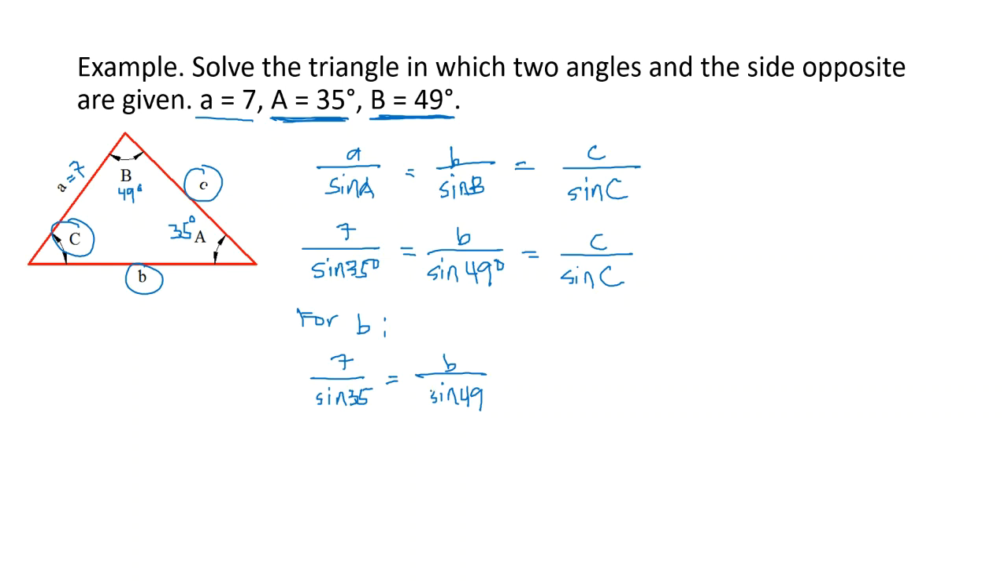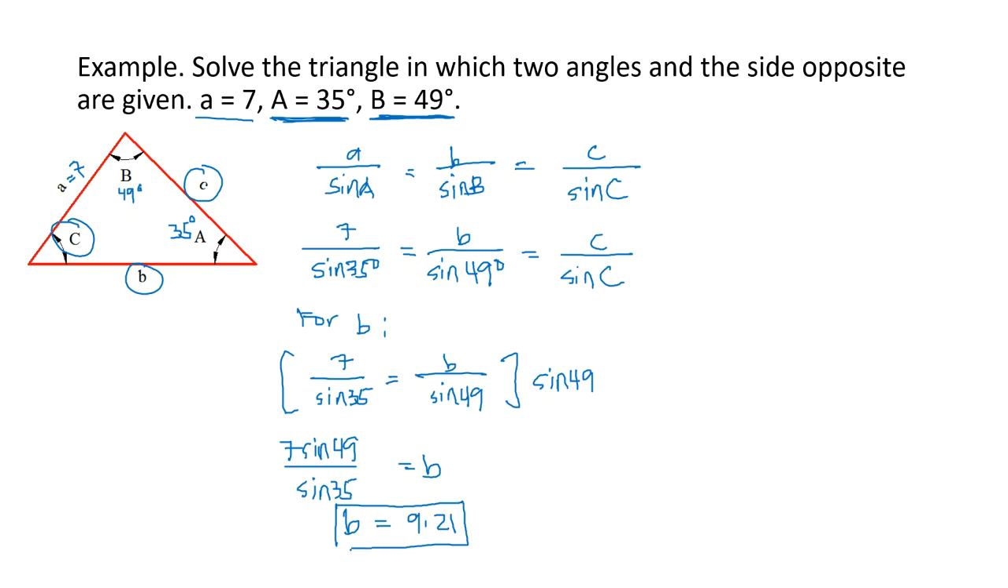In order for us to isolate B, we multiply both sides by sine 49. So we have 7 sine 49 over sine 35 is equivalent to B. If you try to calculate that, you have to make sure that your calculators are in degrees mode. That is equivalent to 9.21. So our B is 9.21 units. So we have a value for our B already.